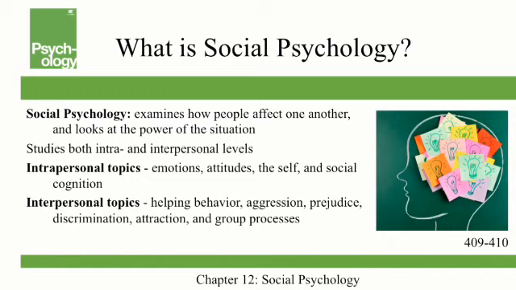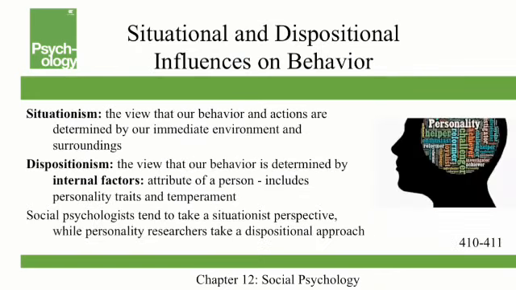Social psychology examines how people affect one another and looks at the power of the situation. It studies both intrapersonal and interpersonal levels. An intrapersonal topic would be things like emotions, attitudes, the self, and social cognition, and so intrapersonal pertains to the individual. Interpersonal topics are things like helping behavior, aggression, prejudice, discrimination, attraction, and group processes. That usually pertains to dyads and groups.